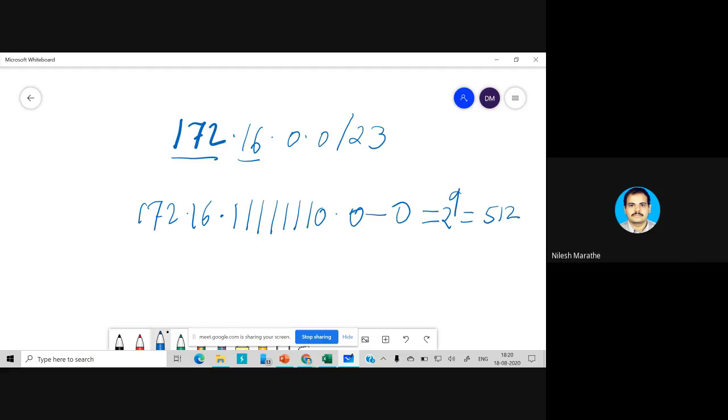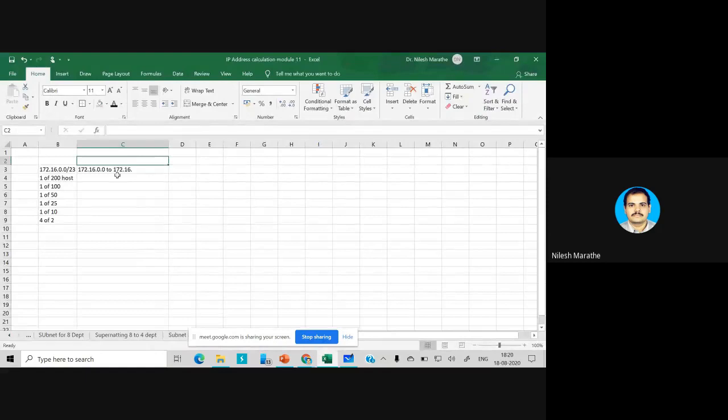512 are available. Now, in how many subnets can we divide it? That is the second thing we can ask. Okay, let me go to our Excel sheet now. According to you, are you very clear with the thing now?